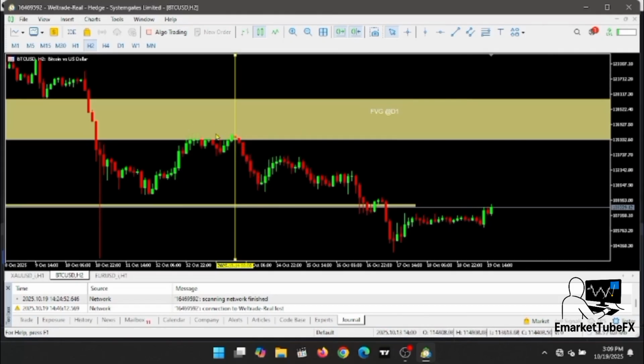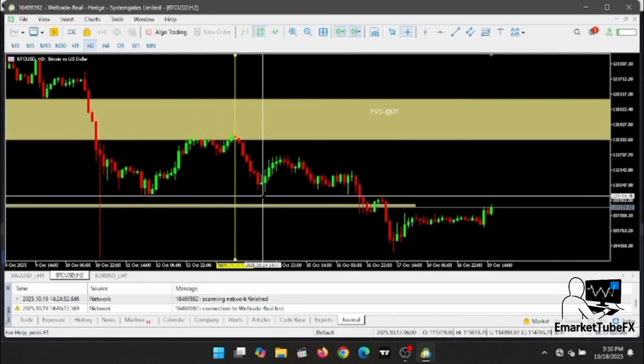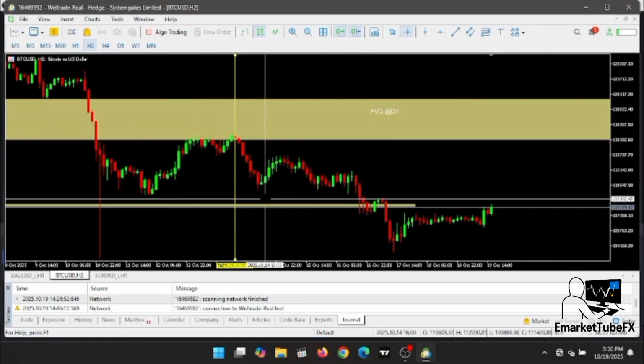So with this, if you're a day trader and you want to join this market, you can put your stop loss here, behind this supply zone. Then you join the bearish move which is about to happen.